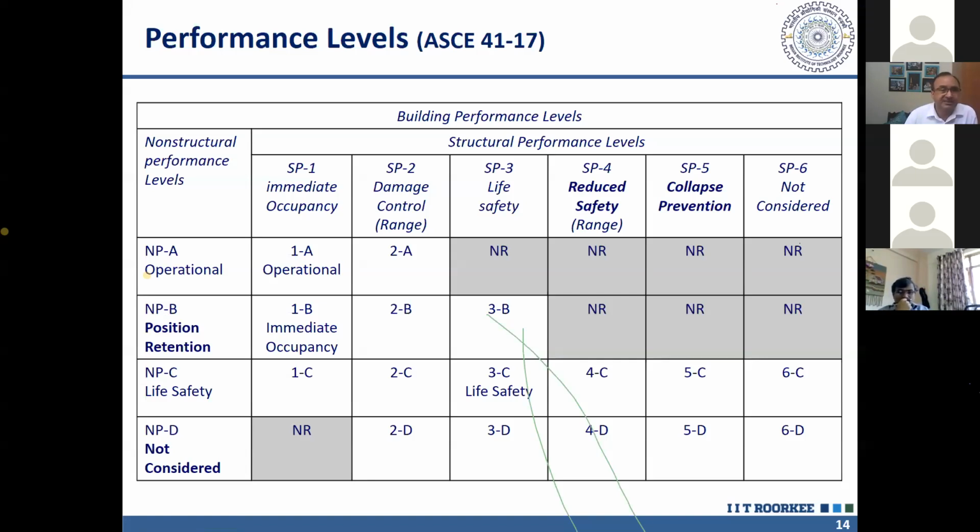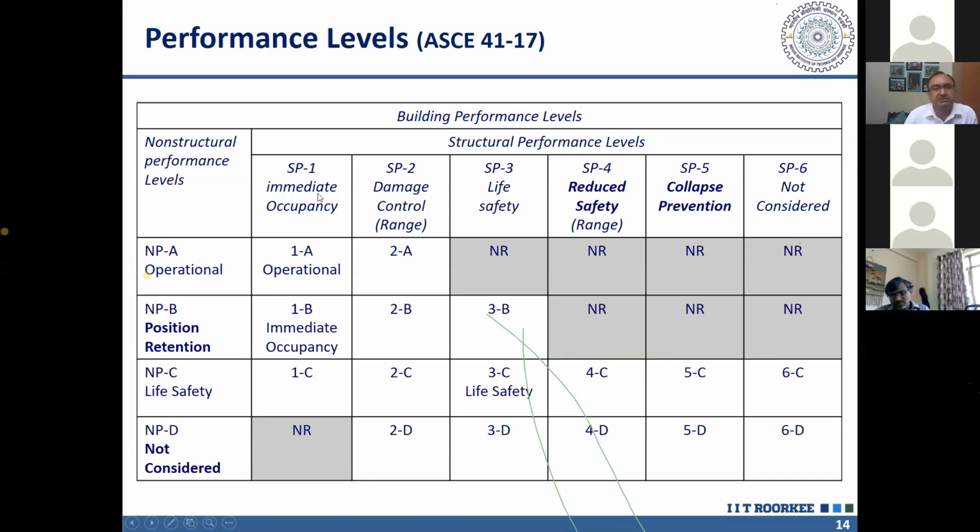And then lastly, we have not considered. So the minimum we would like from any structure is this 5D, where we would like to have no collapse of the structure, and the non-structural components we can ignore. So most of our common residential buildings are designed with this performance level. But as you can see here, all the combinations are possible.